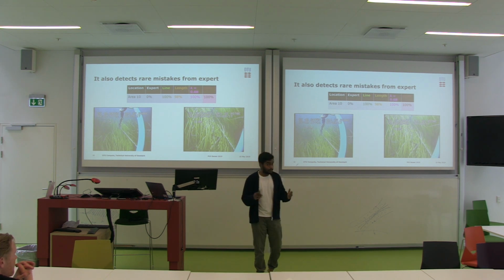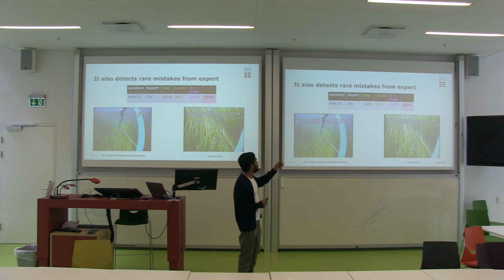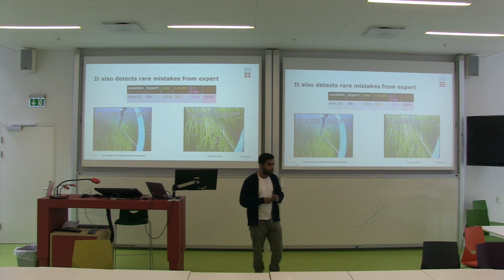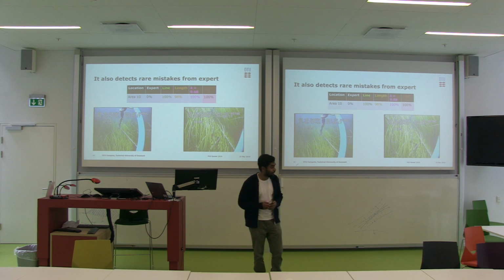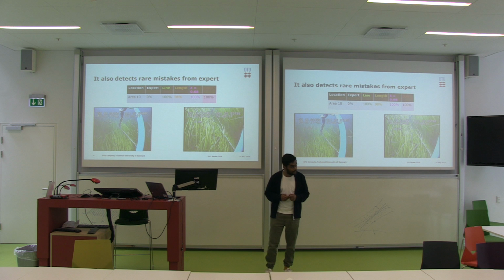And it also detects the rare mistakes from the expert. So in one of the areas, we found the expert labeled something as 0%, and our algorithm is giving a high density region, like 98%. So we manually looked into the frames, and we found that there is indeed illgrass. And we talked to the domain expert, and they actually admitted that maybe there was a misjudgment from their side. So this is also quite robust to human error.